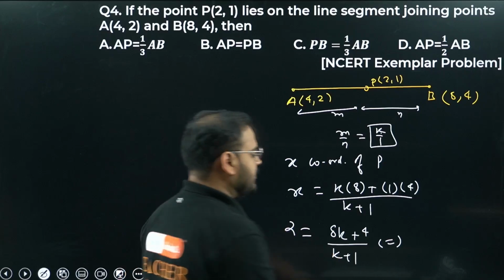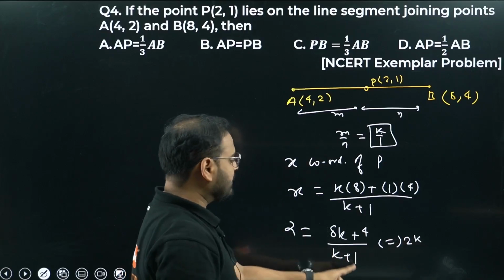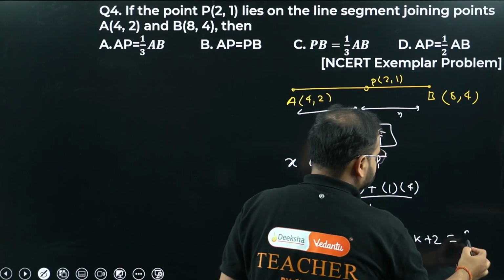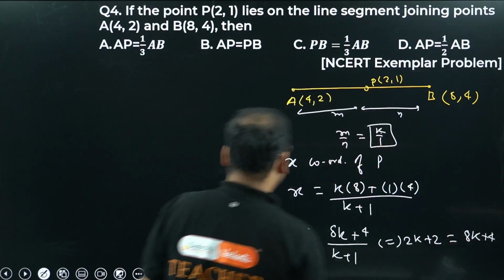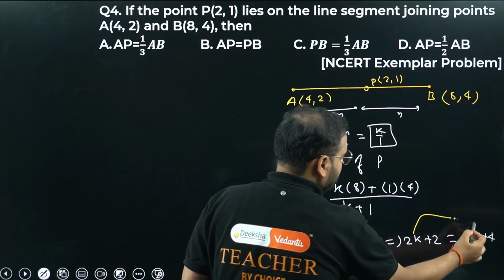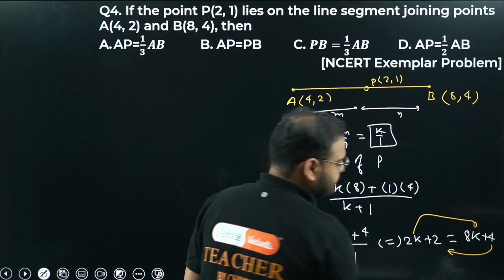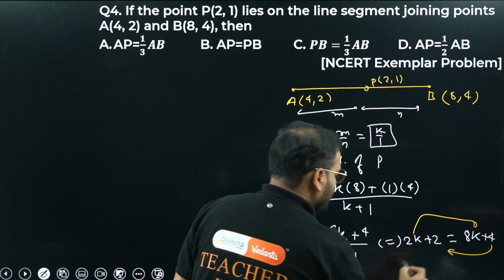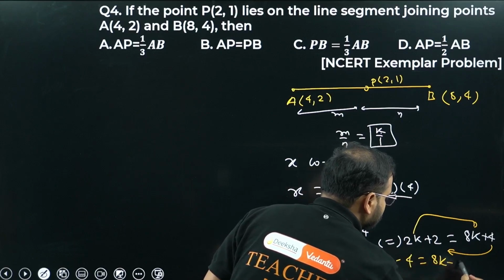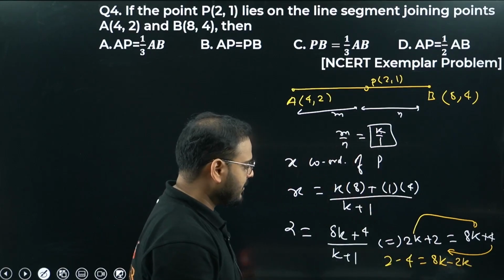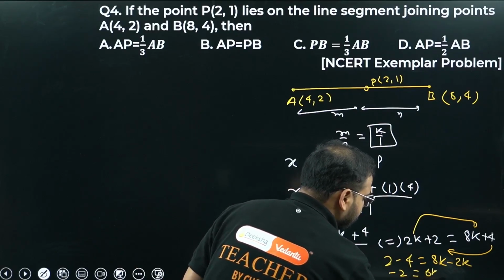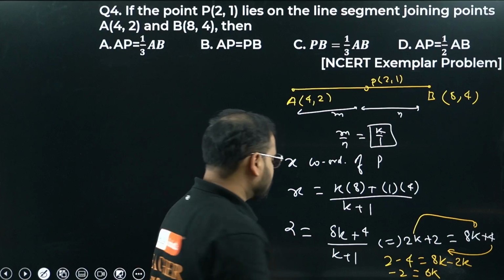Okay, I can simplify on this side only. 2 times of k plus 1, so 2 times of k plus 2 times of 1, 2k plus 2 equals 8k plus 4. Please check here. I can bring this over here and bring this 4 over here. I get 2 minus 4 equals 8k minus 2k. What is this? Minus 2 equals 6k, right?